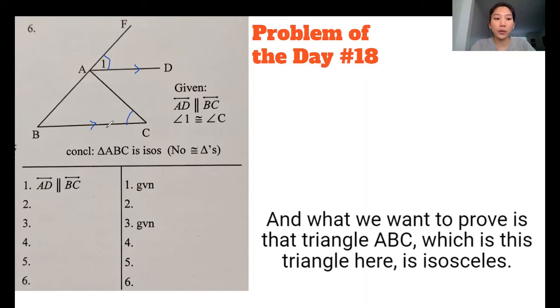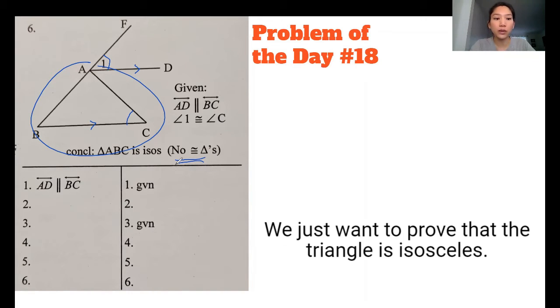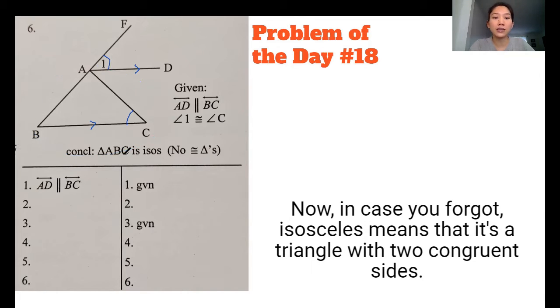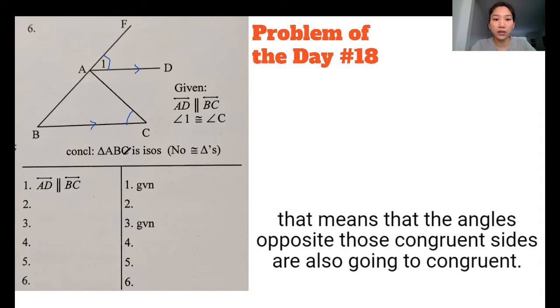And what we want to prove is that triangle ABC, which is this triangle here, is isosceles. They give us a hint that we're not trying to prove congruent triangles. That's not the goal of the proof. We just want to prove that the triangle is isosceles. Isosceles means that it's a triangle with two congruent sides. And a side note of that is that if two sides of a triangle are congruent, that means the angles opposite those congruent sides are also going to be congruent.